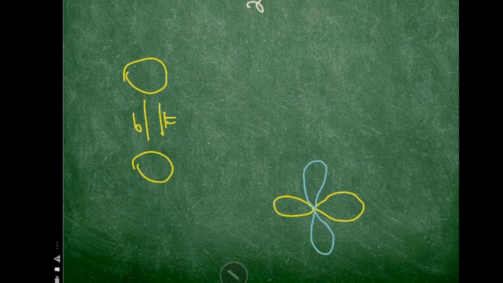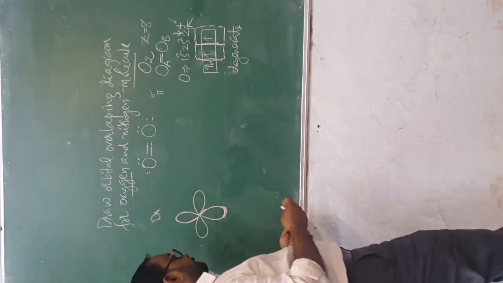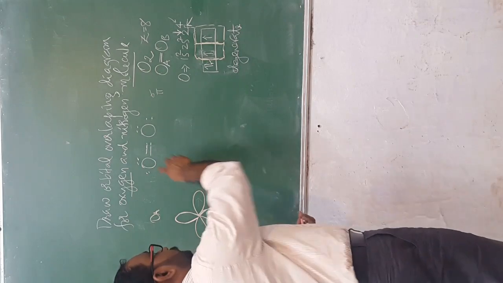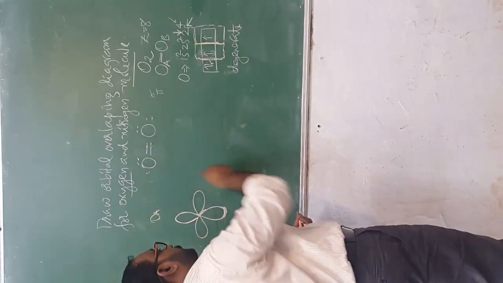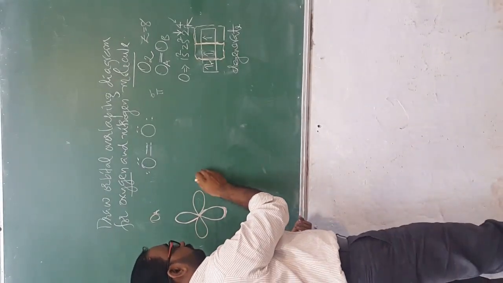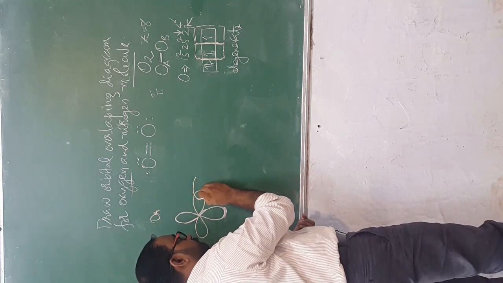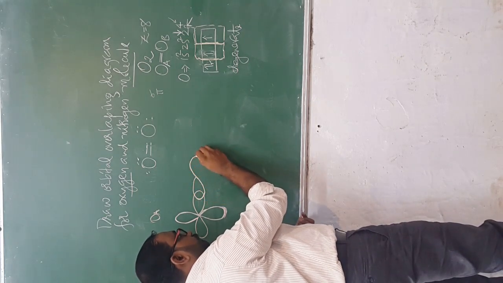And so this is head to head overlapping. So there is a sigma bond, the first sigma bond. A sigma bond is formed by head to head overlapping. So they overlap.